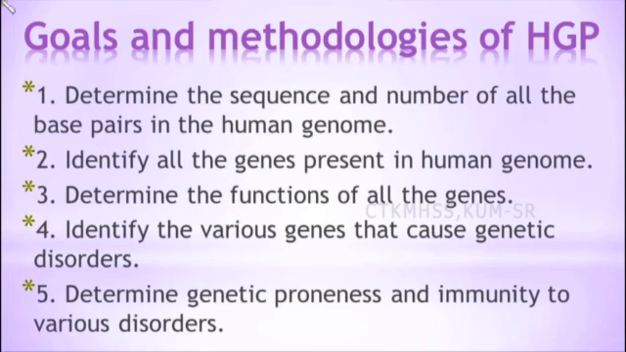When you see the goals and methodologies of HGP, the first one is to determine the sequence and number of all the base pairs in the human genome. So what is the sequence present, and how many base pairs are present? To find that was the main goal. Next, to identify all the genes present in the human genome. What are the genes that are present? Now we are able to find that a particular gene is responsible for hair color, blood grouping and so on. That is only because of this Human Genome Project.